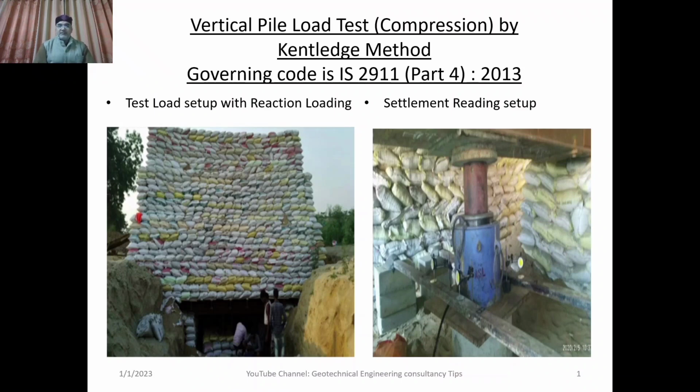I am showing you here two photographs. One is the pile load test setup with reaction loading complete on the left hand side, and the second one is the inside view of the pile load test where you are seeing two datum bars, four dial gauges, a plate on the finished pile top with a jack placed on it, and over and above that the load being supported on girders.